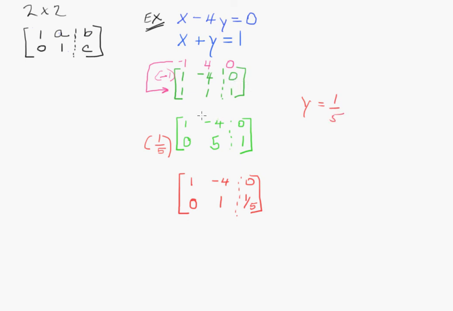And so then x plus 1/5 has to equal 1, because I can substitute it back into either equation. And so x is equal to 4/5. Okay? So that's a 2 by 2 matrix.